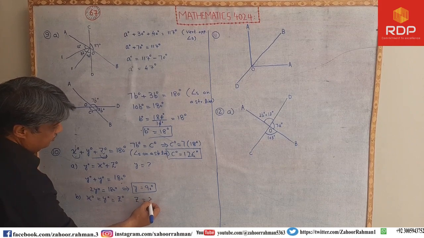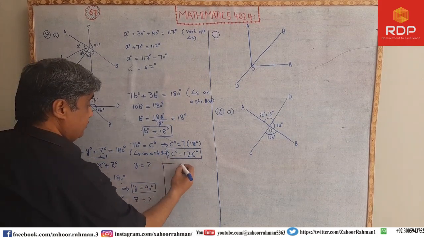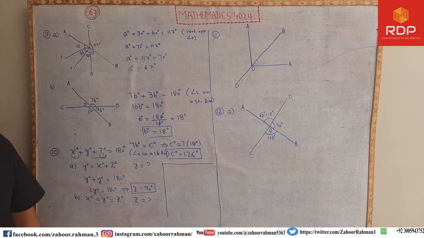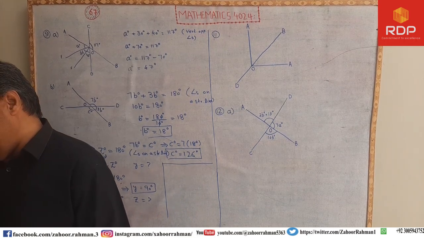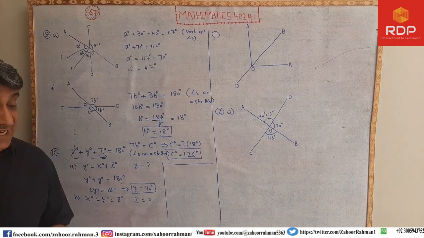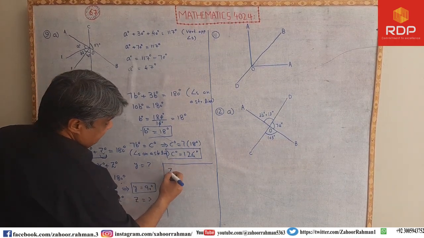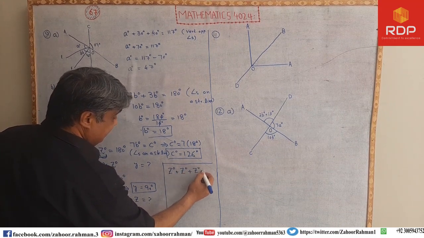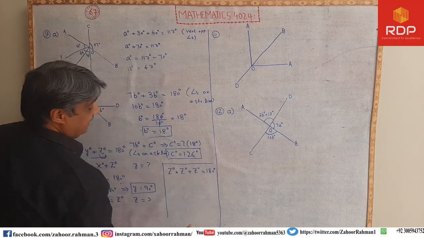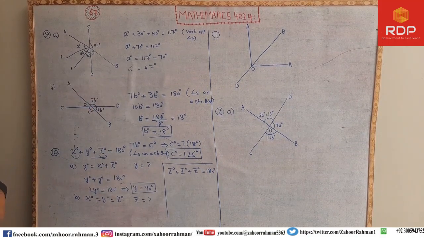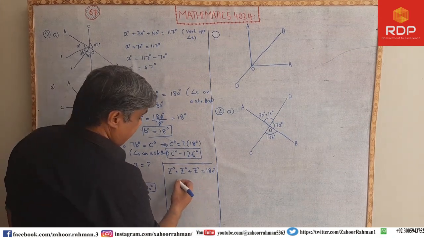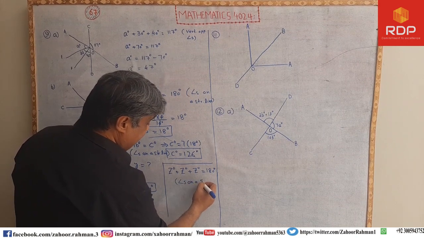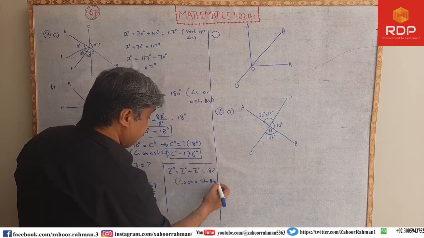Then find the value of Z. We are coming to solve it here because we don't have the place here. So let us solve it here. So it means that we will have Z degree plus Z degree plus Z degree is equal to 180 degree. Angles on a straight line. We have to refer why we wrote this. Angles on a straight line.